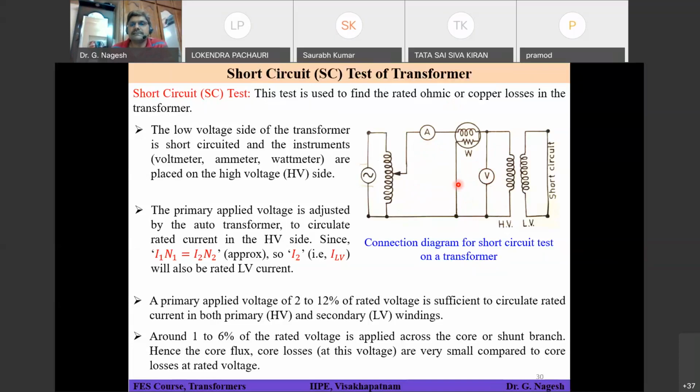Now let's consider your question, why it is HV. Let's shift all these parameters onto the LV side. What is the rated current now on the LV side? The LV voltage I have already stated: 100 volts. So 20 kVA divided by 100 volts, how much? 200 amperes. So that means I should have an ammeter which is of higher rating.